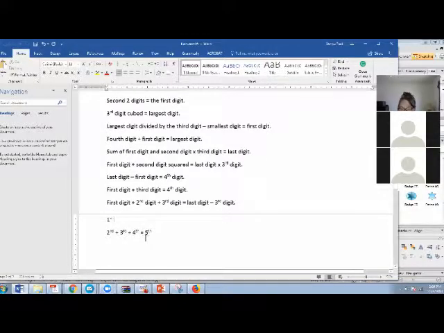Okay, so the first digit plus the second digit plus the third digit plus the fourth digit minus the first digit equals the last digit. So it kind of is like this one, except we added one and took it away.